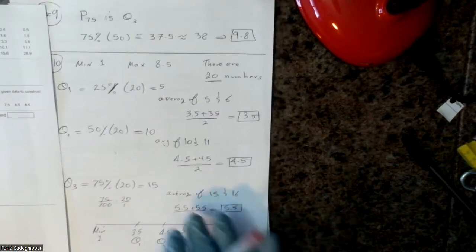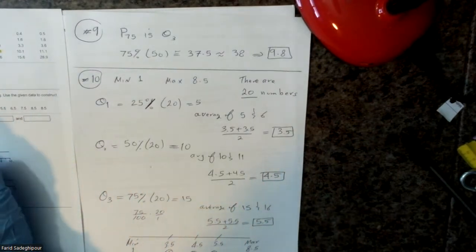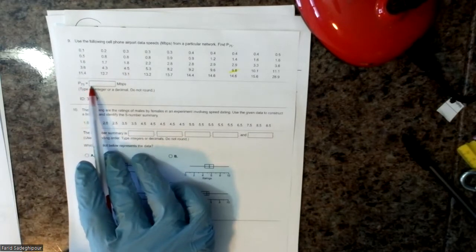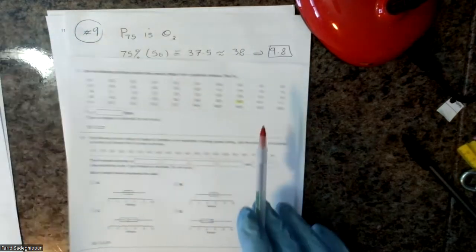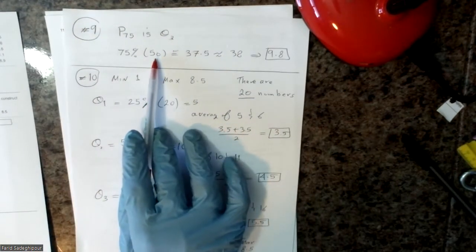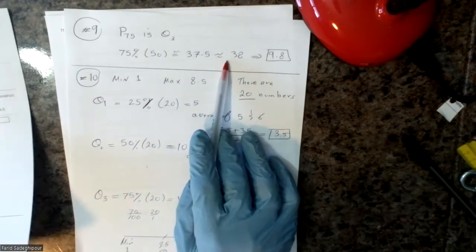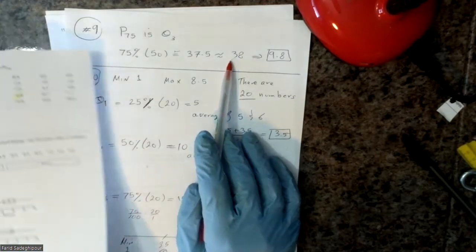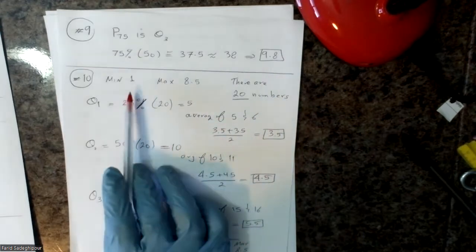Number 9, same thing. We want to calculate the percentile of 75. Again, 75% times, there are all together 50 numbers. 75% times 50 is 37.5, which you round up to 38. And that also is 9.8. You start counting for 9.8. Number 10.